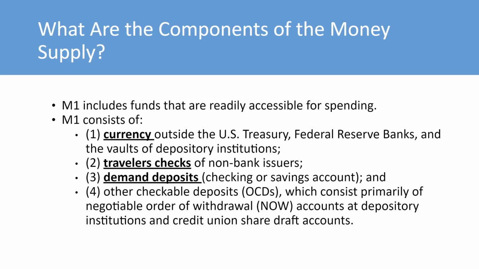Okay. Second is what are called traveler's checks, and these are non-bank issuers, and I'll explain what those are because it's kind of an antiquated thing. But 3, and then demand deposits. These are checking or savings accounts. So demand deposits are 2 things. It's either a checking or a savings account. And then 4, it's what are called checkable deposits. These are also known as OCDs, and these consist primarily of what are called negotiable orders of withdrawal, or NOWs. This is a type of account at like a bank or a credit union, and then they share what's called a draft account. OCD and NOWs would be more like for financial institutions or businesses.